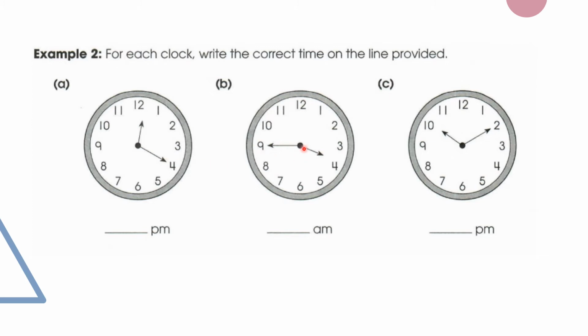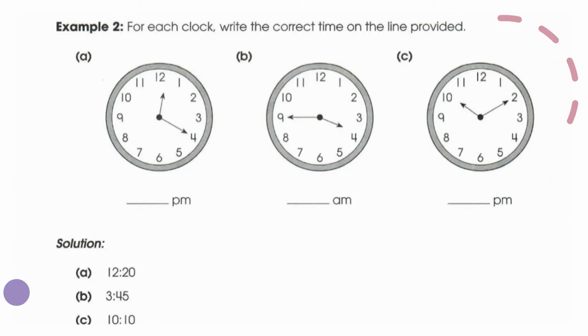In letter B, the hour hand is pointing in between 3 and 4, and this is 3's number space, so it is 3. And the minute hand is pointing at 45 minutes, so it is 3:45 a.m. For letter C, the hour hand is pointing in between 10 and 11, so it is 10. And the minute hand is pointing at 10 minutes, so that is 10:10 p.m. And for a recap, our answers are A, 12:20 p.m., B, 3:45 a.m., and C, 10:10 p.m.